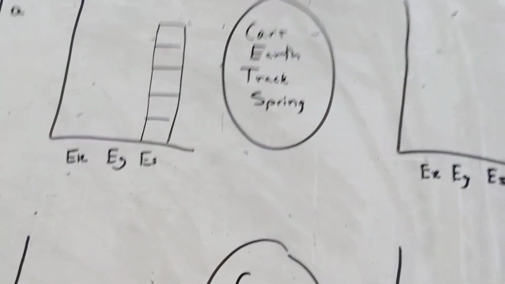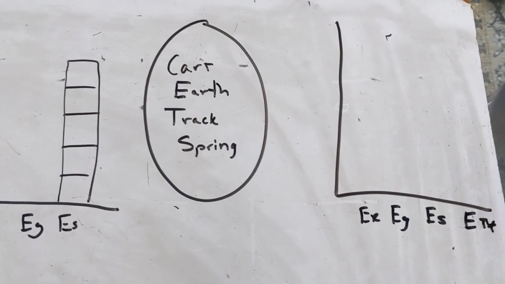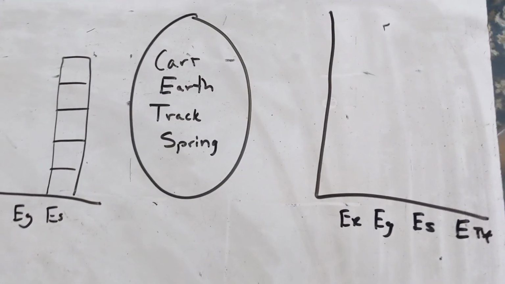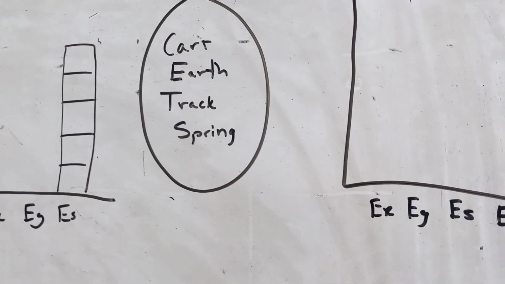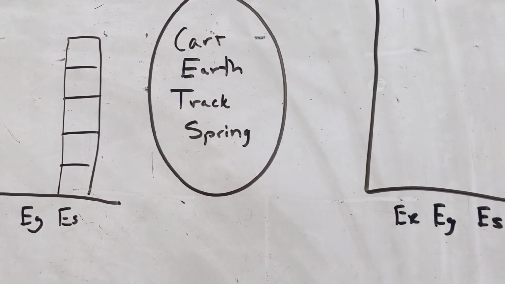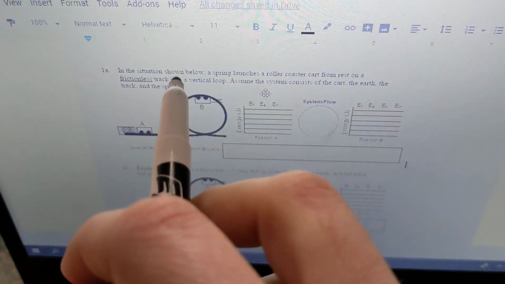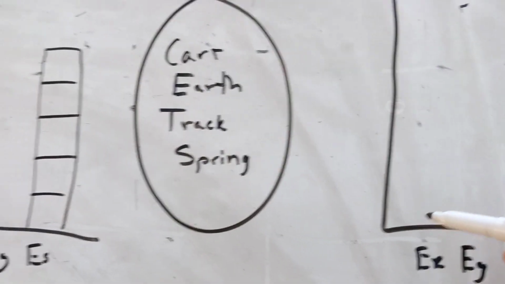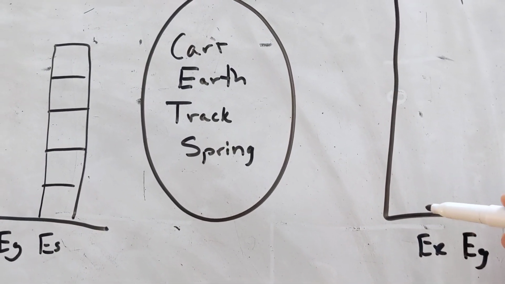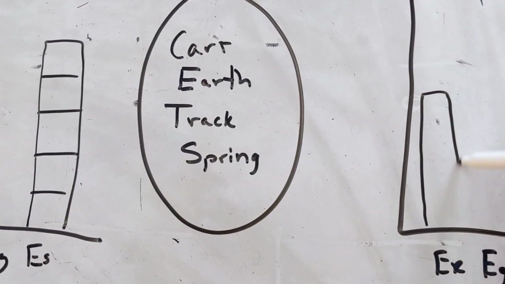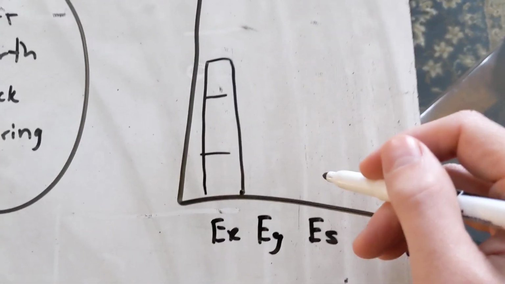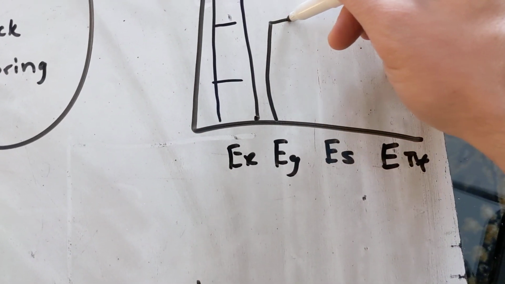So we've got 5. Now, what I'm going to say is there are multiple correct answers here, but I'm going to show you the way I interpreted the question. As it gets to the top of the loop-de-loop, it's slowing down a little bit. It's not going as fast as it was down here. So since it's not all transferred into EK, I'm going to put this as 3. So it's going to be 1, 2, 3. And then EG, I'm going to put as 2.